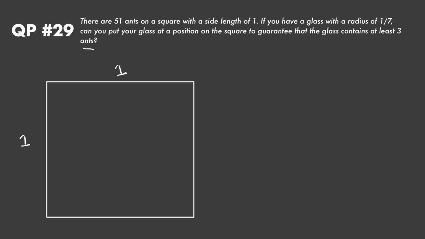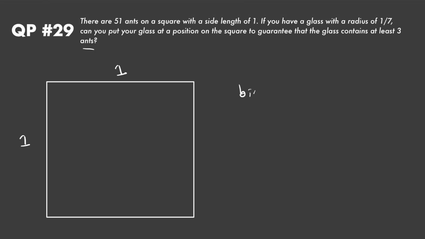So here's my 1x1 square that I'm going to place 51 ants on. And you can kind of tell it's going to be pigeonhole, right? I want to break this square up into sub-intervals such that at least one is guaranteed to have 3 ants. And I want these sub-intervals to be as small as possible so that our glass of radius 1/7 has the highest chance of covering it. So we have a circular glass. Obviously, I can't break up a square into a bunch of circular subintervals.